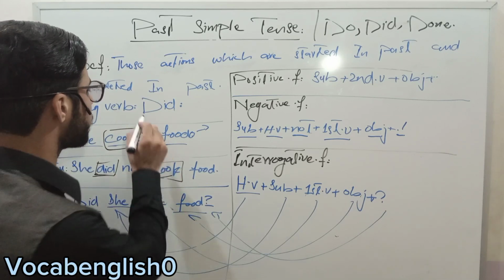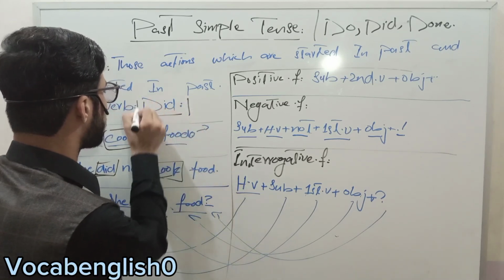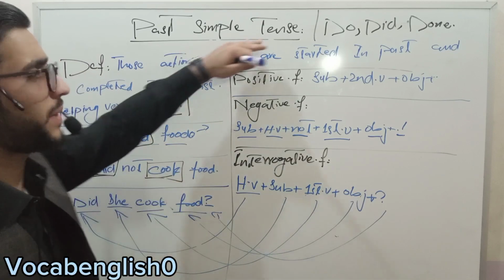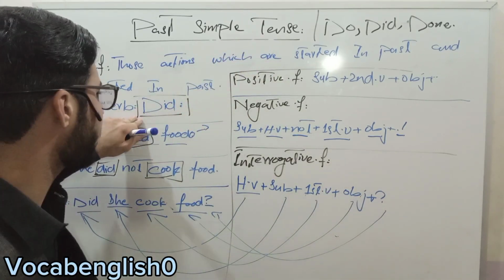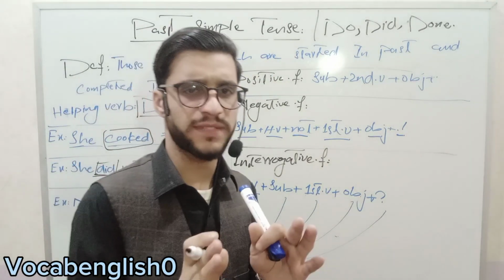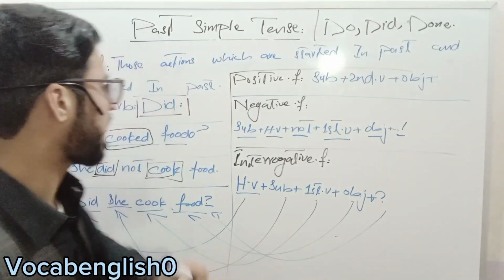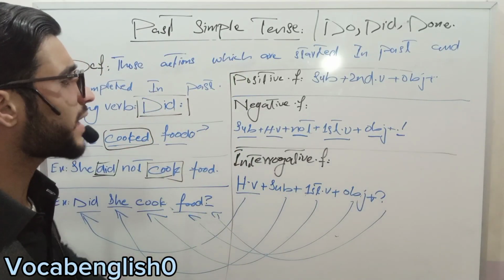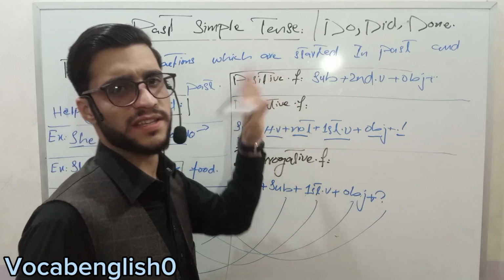What is the helping verb? Did is the helping verb of past simple tense. Helping verb means which helps the sentence. Did is now helping the sentence. How? Like I will tell you, the positive formula is there.